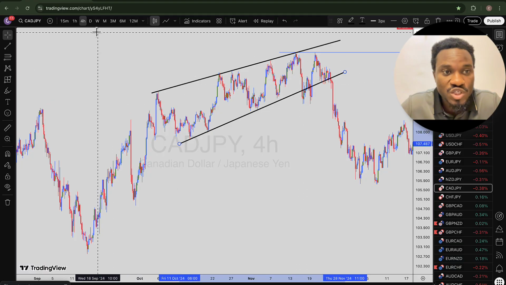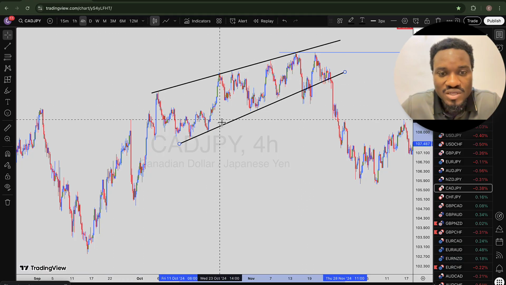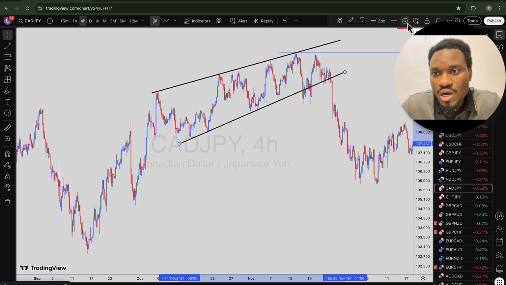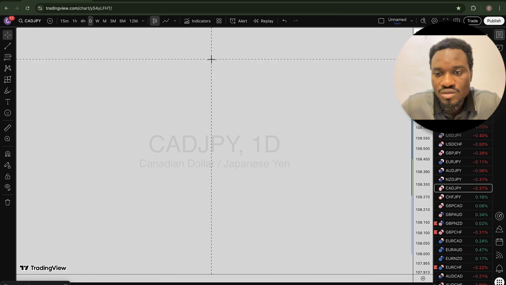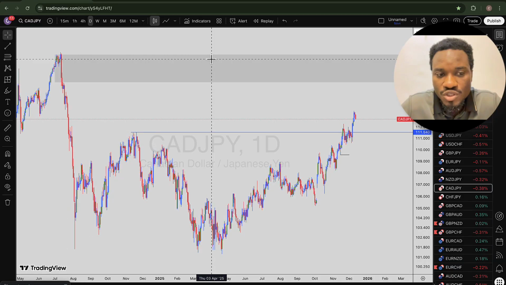If you move to the day chart, you are going to see that this pattern on the day chart will look more respecting of the trend line. Let's move to the day chart and see what we have on the day chart.